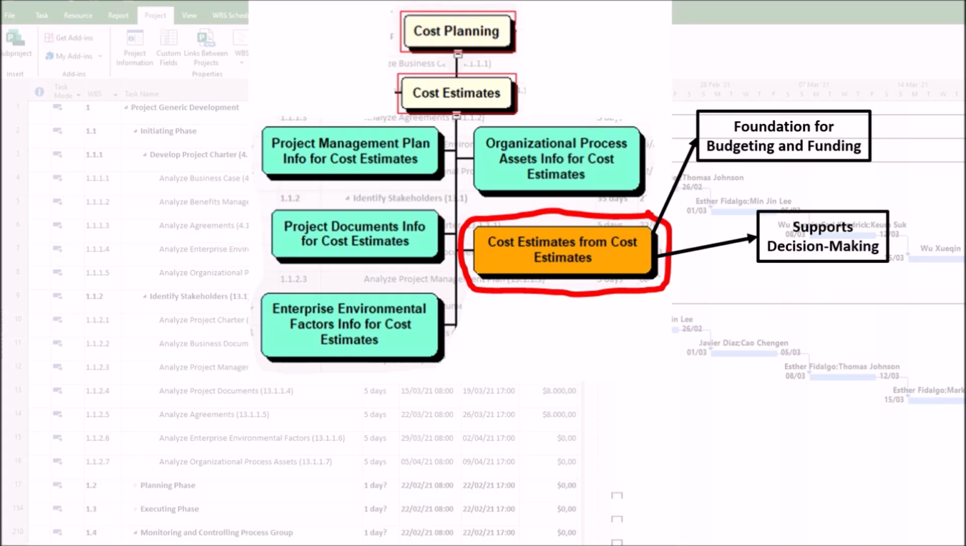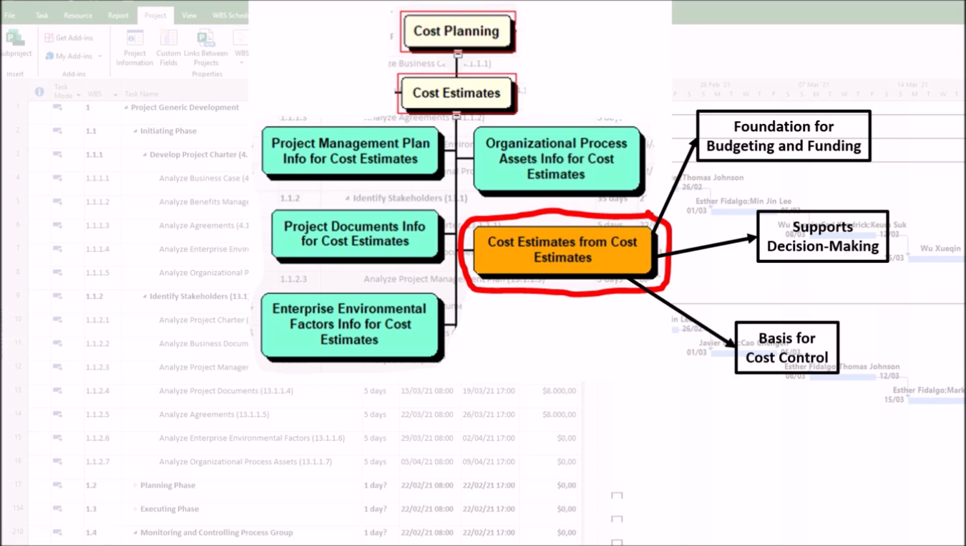2. Supports decision-making. Cost estimates help in evaluating project feasibility, return on investment, and cost-benefit analysis. Cost estimates enable trade-off analysis, such as choosing between different materials, vendors, or approaches.